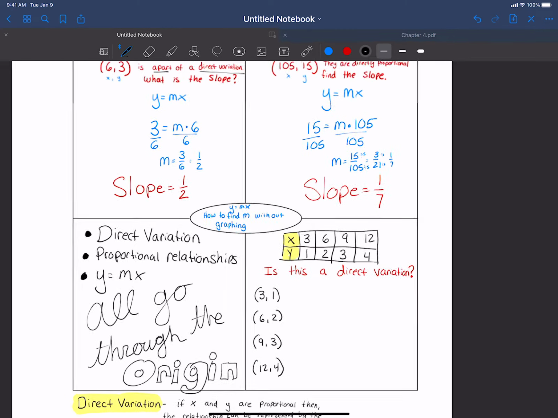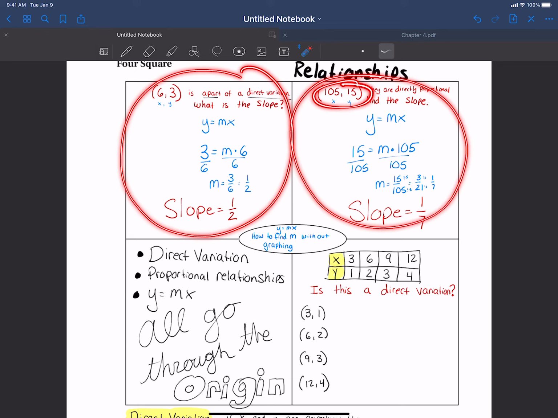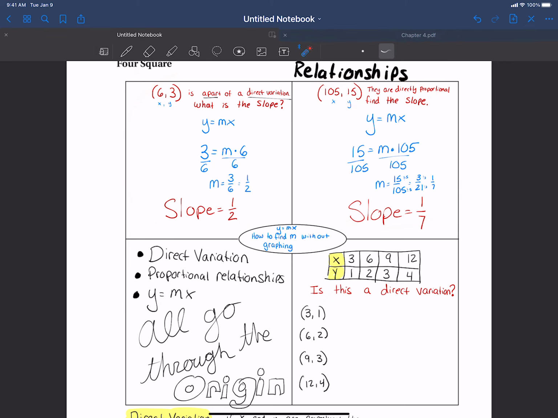Now, what you guys noticed in these two example problems, when you were given a coordinate, you needed to find the slope. Guys, when you were given a coordinate, what did you have to find? Slope, each time, correct? Now, how does finding slope tell me if it's a direct variation?